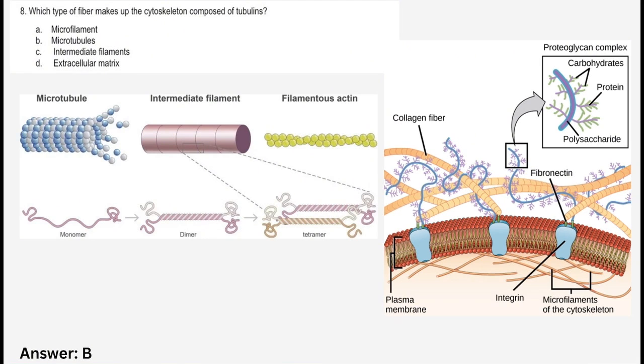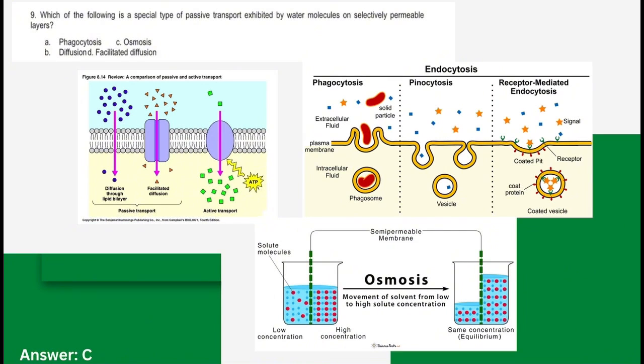Next one, why not letter C? Intermediate filaments give structural support and it is not made of tubulin. And why not ECM or the extracellular matrix? Extracellular matrix, from the word itself, extracellular, that means it is outside the cell. Okay? So when we say cytoskeleton, it can be found inside the cell. Okay? So ECM is not a cytoskeleton element. Okay? Let's go to question number 9.